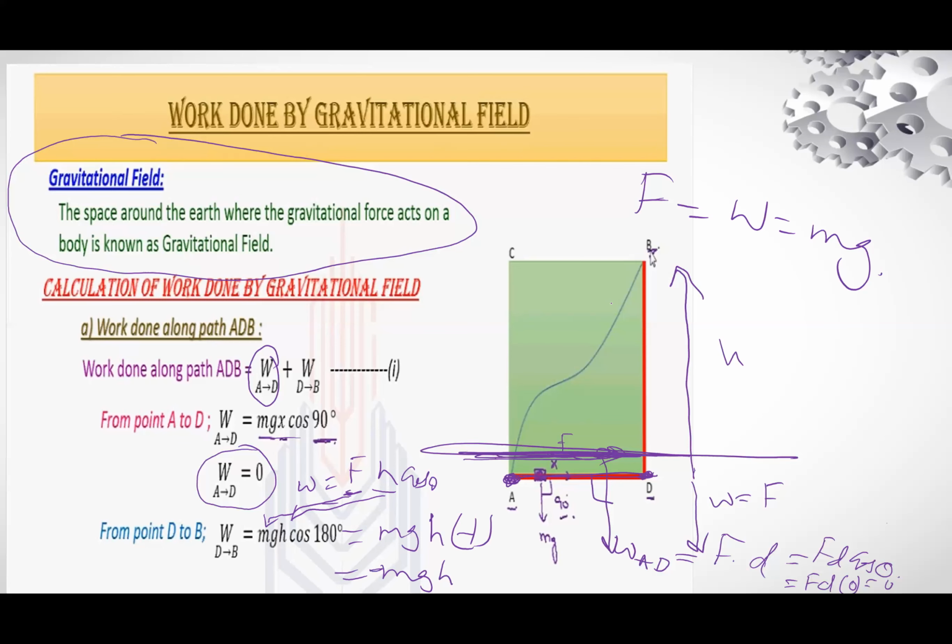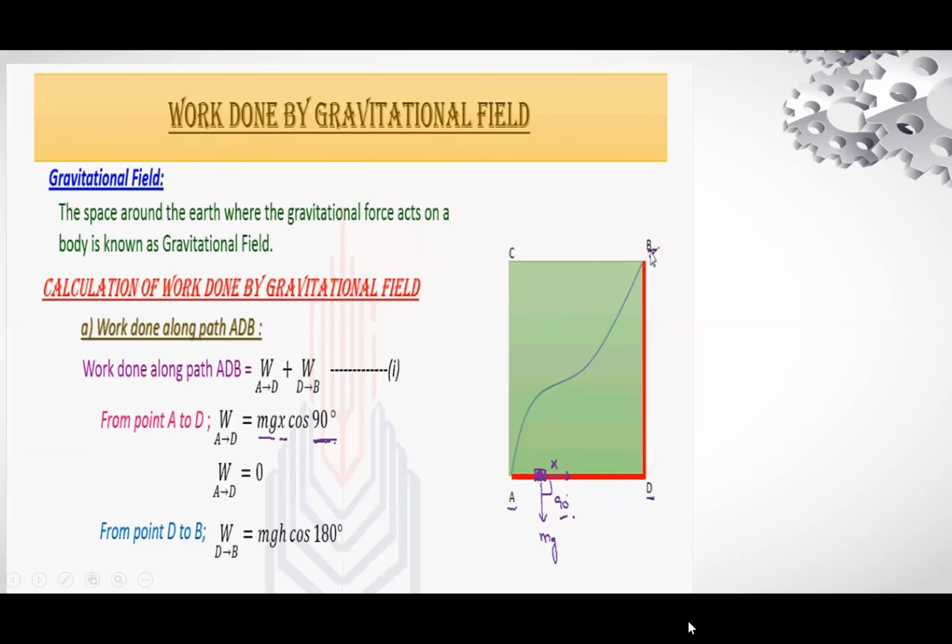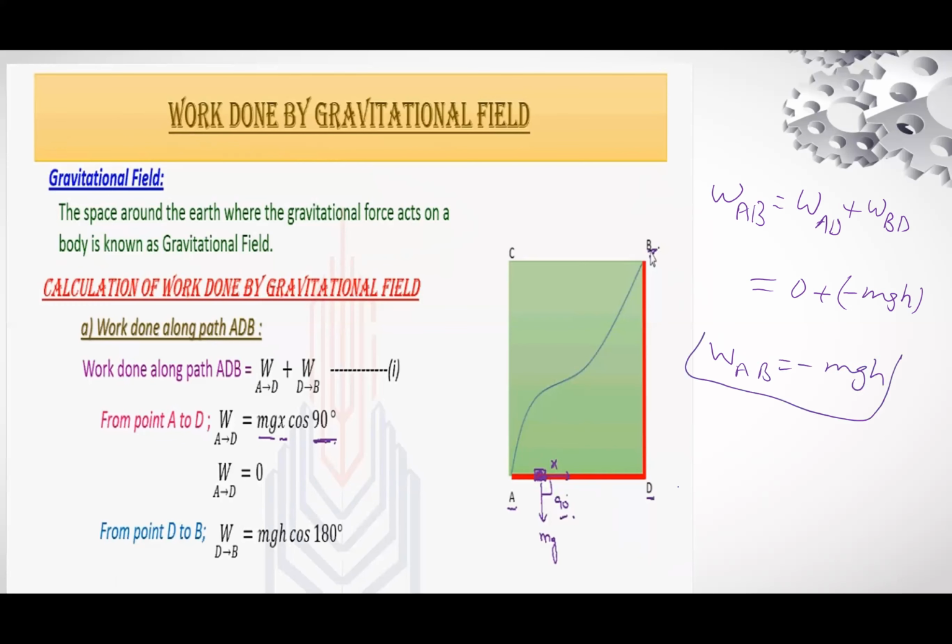So work done from A to B, I will erase and write again. Work from A to B is equal to work done from A to D plus work done from D to B. This is 0 and this is minus mgh. So work from A to B is equal to minus mgh. This is the work done during this path.